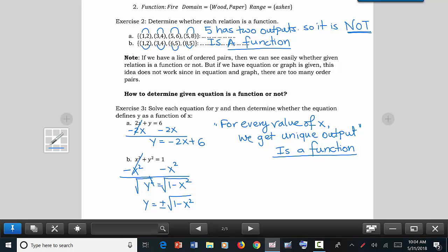That means if we plug in one value of x, we may end up with 2 values of y. So for one input, we get 2 outputs. That's why it is not a function. For example, put x equals 0. Then we get y equals plus minus square root of 1. We get plus minus 1. For one input, 0, we got 2 outputs, plus minus 1. That's why it is not a function.